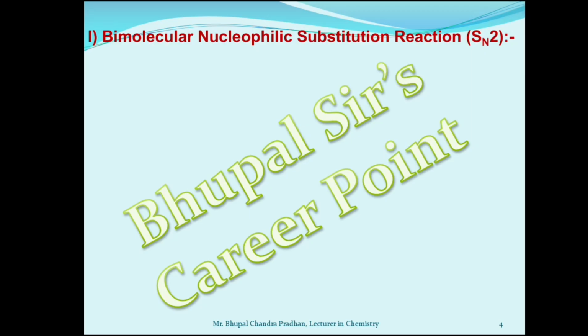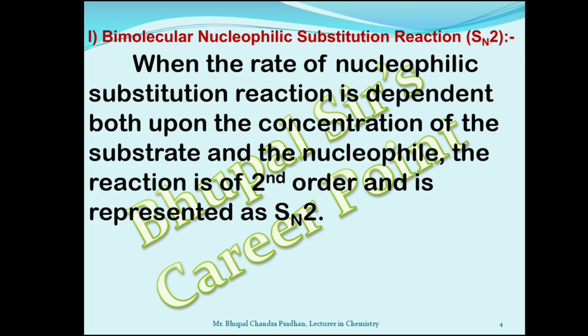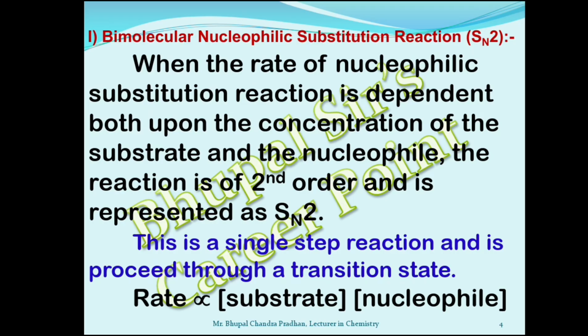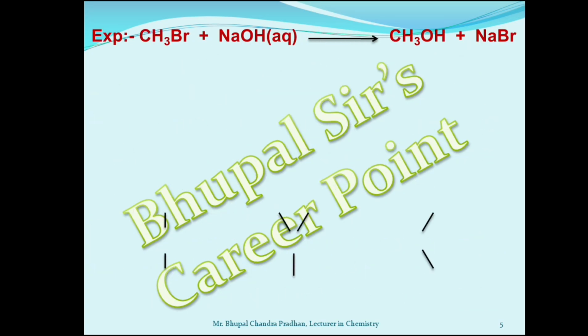What do we mean by bimolecular nucleophilic substitution reaction? When the rate of a nucleophilic substitution reaction is dependent on both the concentration of the substrate and the nucleophile, the reaction is of second order and is represented as SN2. This is a single step reaction and proceeds through a transition state. The rate of this reaction depends on the concentration of both substrate and nucleophile.